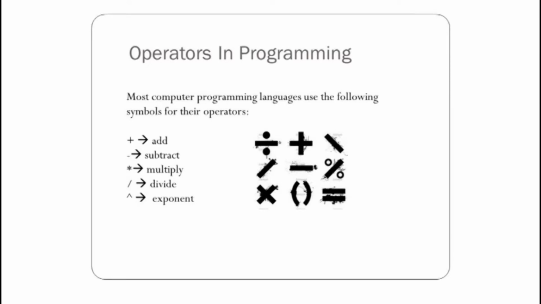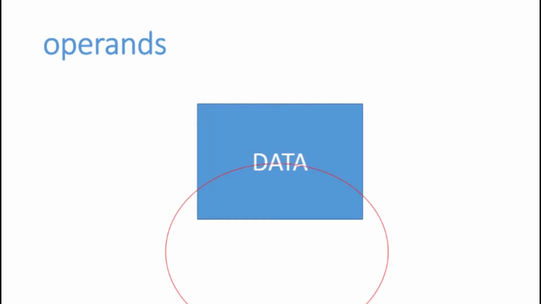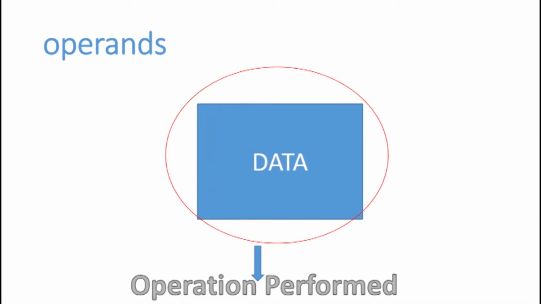Let's look into operands. An operand specifies the data on which the operation is to be performed. It can be a constant, variable, or another expression. As discussed in the example, A and B were operands because addition was performed on them. Now, the next term is operation.